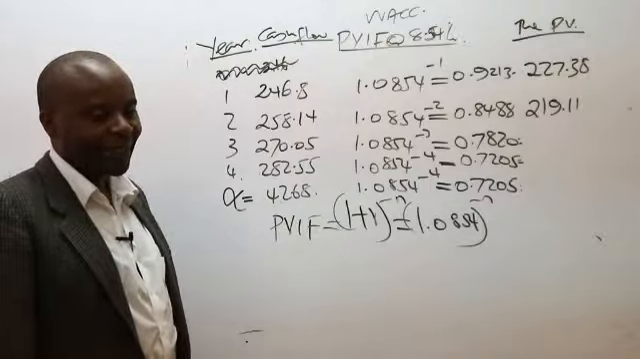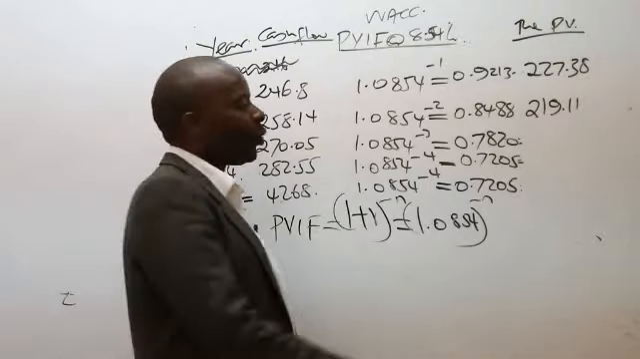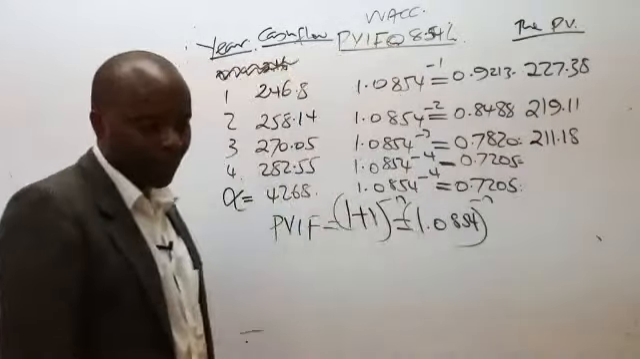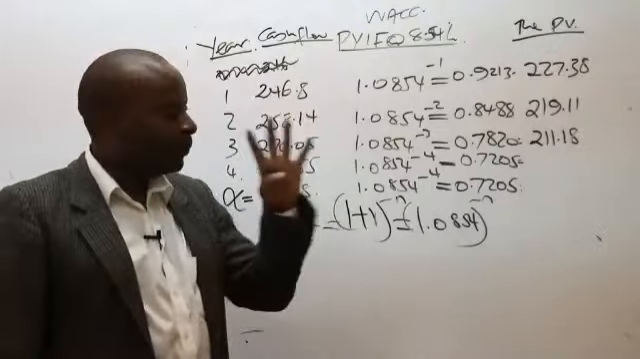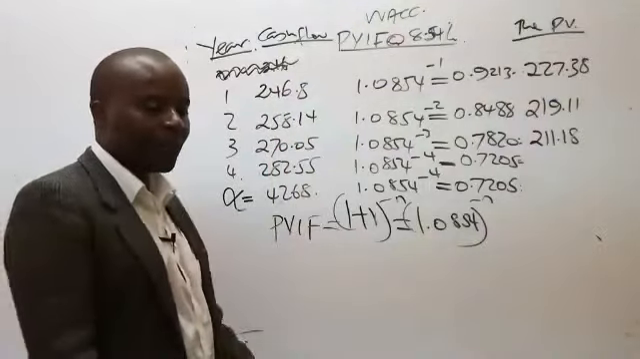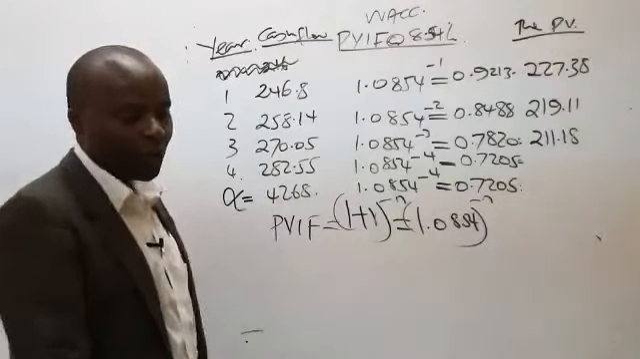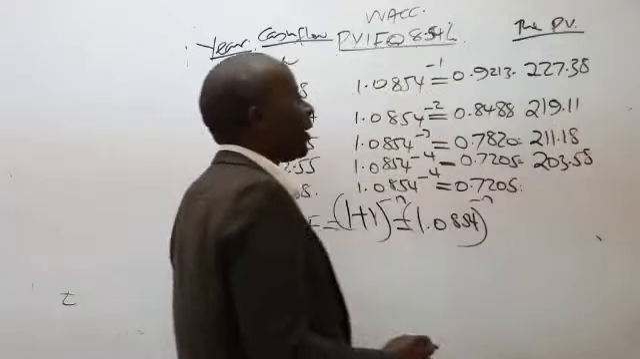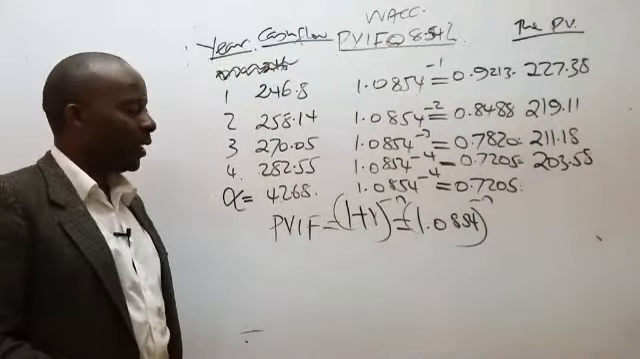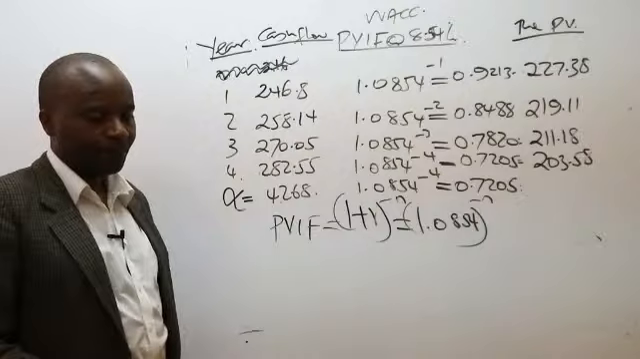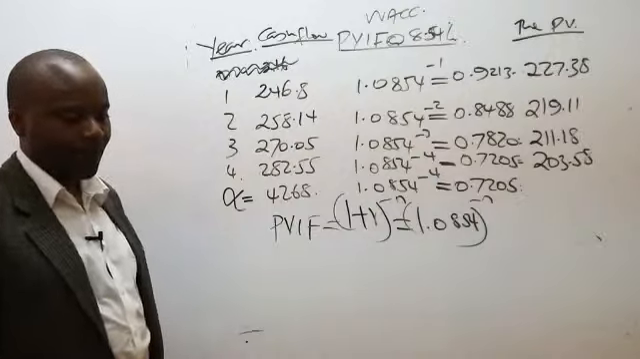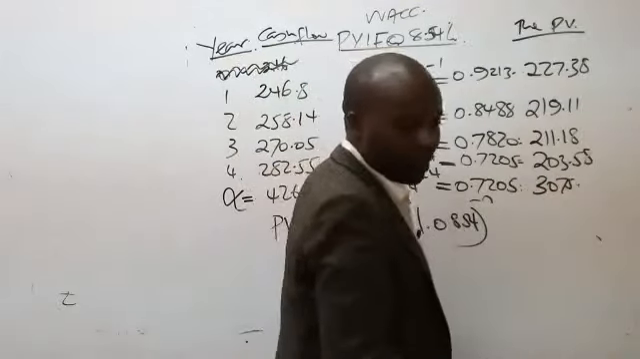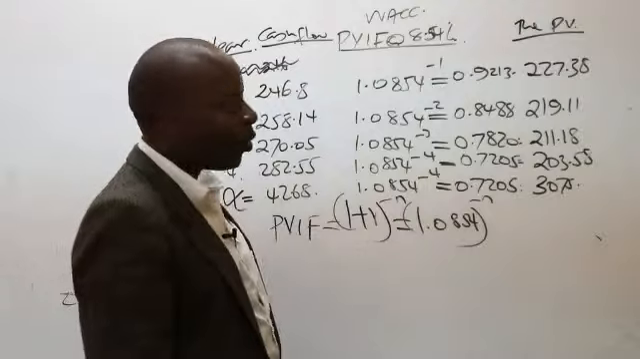The third one, 211.18. The fourth, 203.58. The fifth figure, 3075.14. Thank you very much.